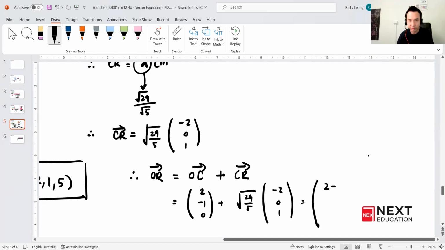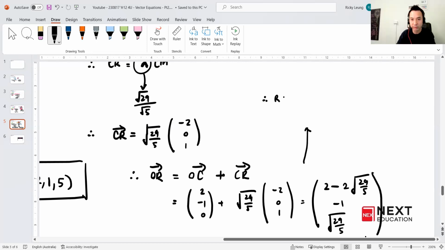Which is going to be 2 minus 2 lots of root 29 on 5. That is minus 1. And then 0 plus that, so that's just root 29 on 5. So you can then conclude, therefore, the coordinate of R is 2 minus 2 root 29 on 5, -1, and root 29 on 5.